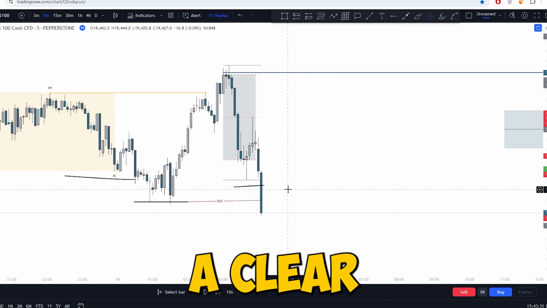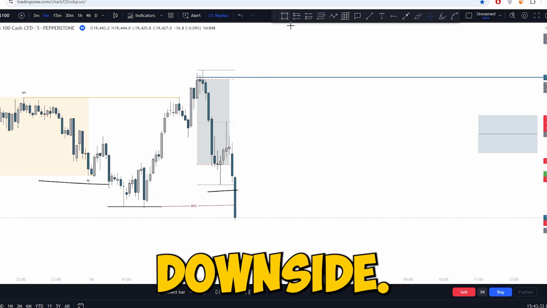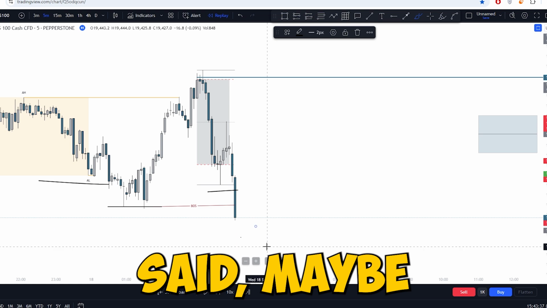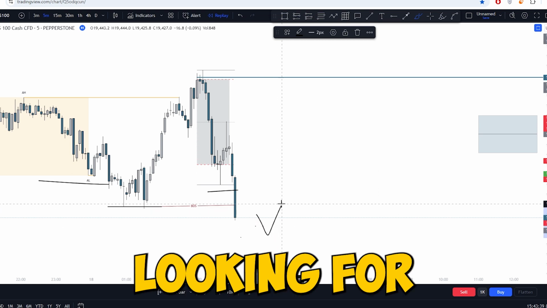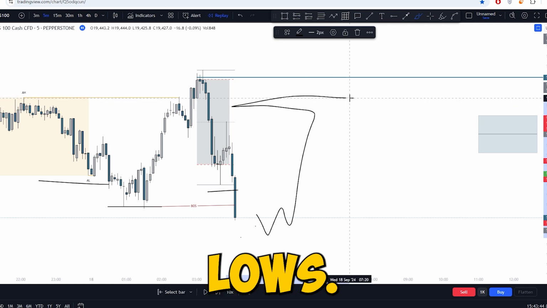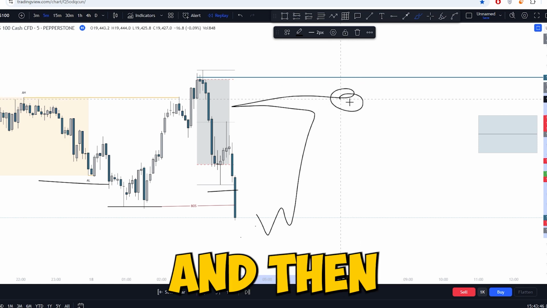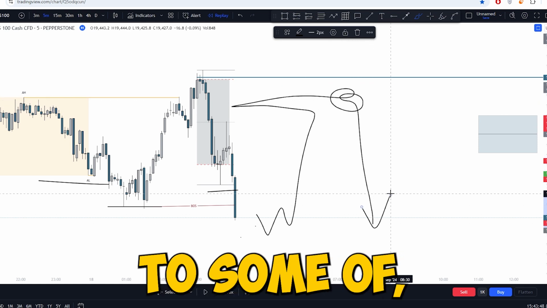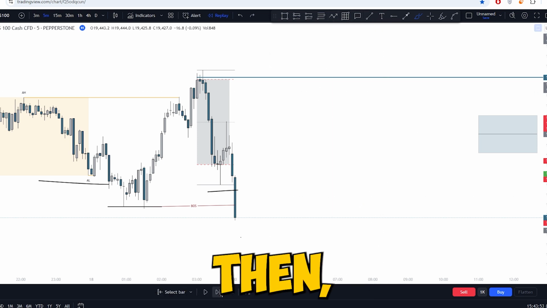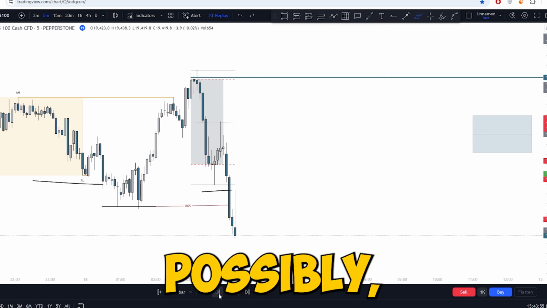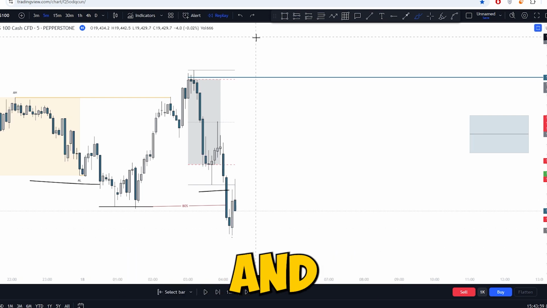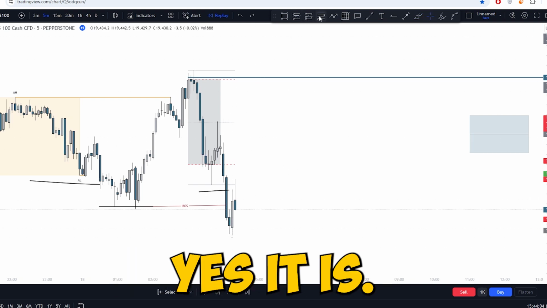Now, we have a clear break of structure right here to the downside. And with that said, maybe what I would be looking for price to do is give us some clear lows down here, and then come back to some of our zones right there, and then take out some liquidity, then possibly drop to the downside. Now, let's see what price did.